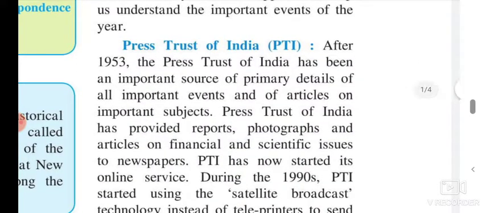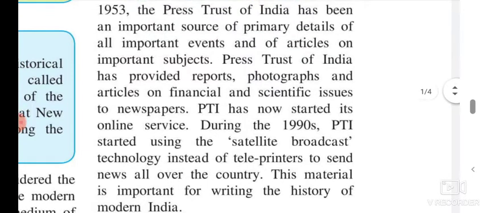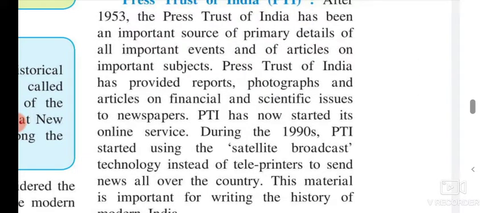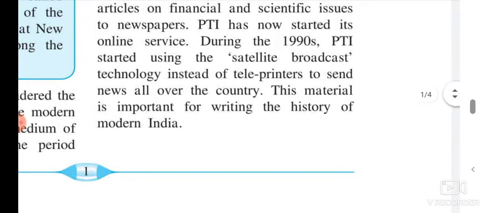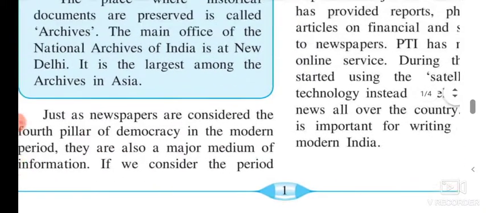Press Trust of India (PTI). After 1953, the Press Trust of India has been an important source of primary details to all events and articles on important subjects. Press Trust of India has provided reports, photographs, and articles on financial and scientific issues to newspapers. PTI has now started its online service. During the 1990s, PTI started using the satellite broadcast technology instead of teleprinters to send news all over the country. This material is important for writing the history of modern India.